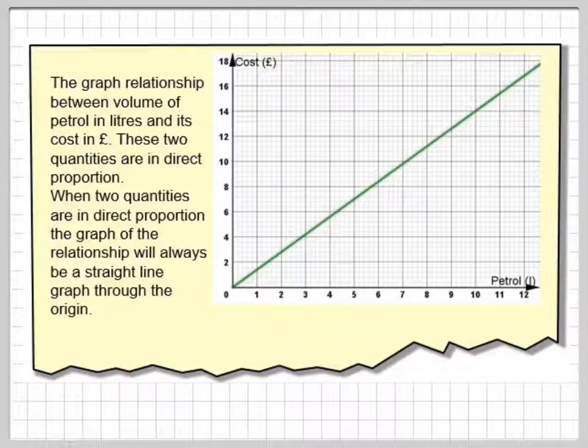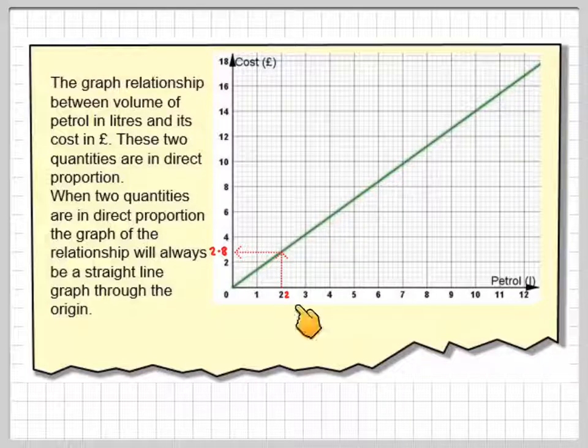So here we have a graph of petrol in litres of volume against the cost, and we can see it's a straight line graph going through the origin. If we look to see what 2 litres of petrol costs, we can read up from the graph, and we'll get 2.8, which means that's £2.80. Take note of the scale of the graph.